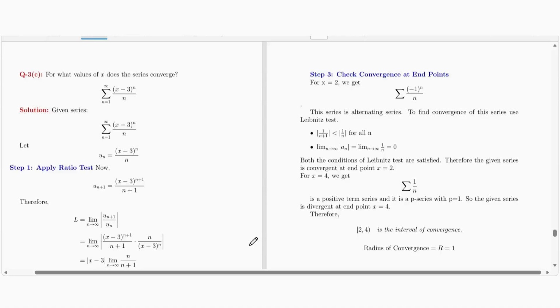Before solving this sum, for better understanding, refer to the video on convergence of power series.